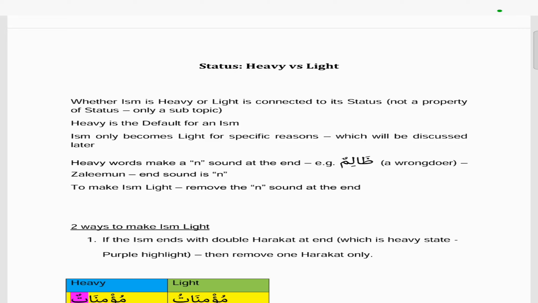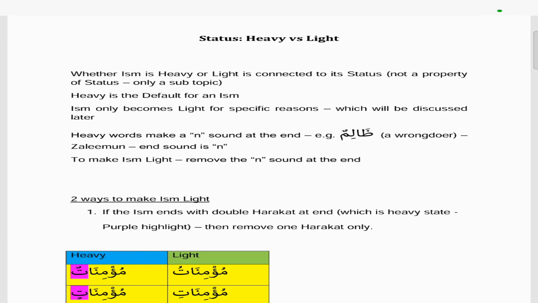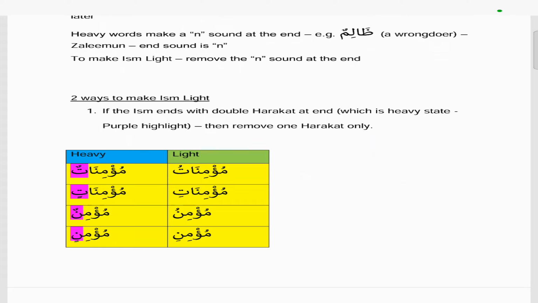Heavy is the default for an ism. An ism only becomes light for specific reasons, which will be discussed later. Heavy words make an N sound at the end. For example, zalimun, you can hear the N at the end, which means a wrongdoer. To make an ism light, we remove the N sound at the end. There are 2 ways to make the ism light.